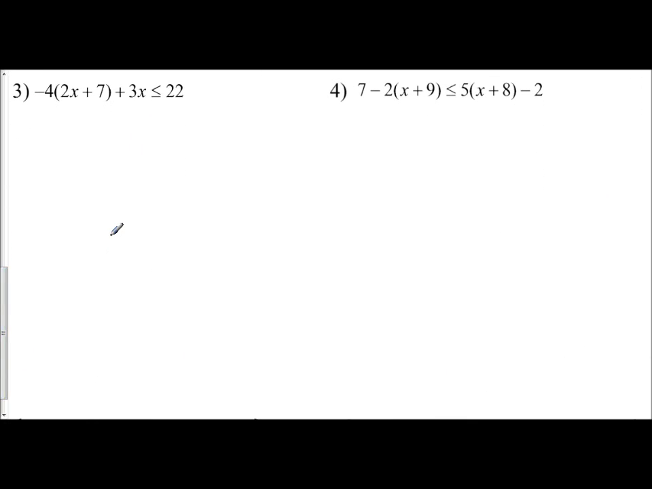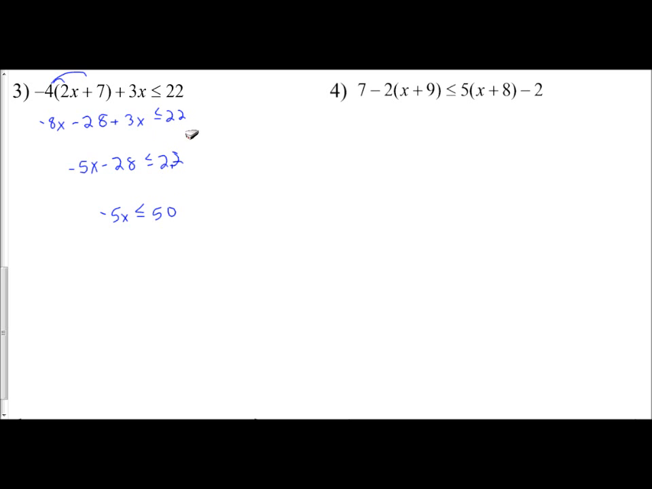I have here -4 times the quantity 2x plus 7 plus 3x is less than or equal to 22. I mean, look how complicated this is on the left. So before I start moving anything, let's distribute and then combine like terms. So -8x minus 28 plus 3x is less than or equal to 22. So I get -5x minus 28 is less than or equal to 22. I would then add 28 to get -5x is less than or equal to 50.